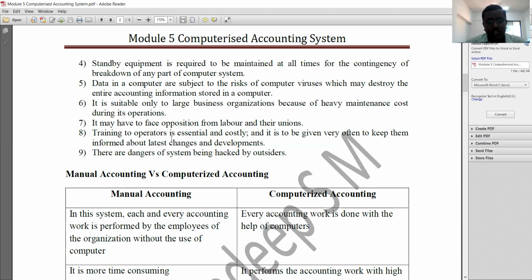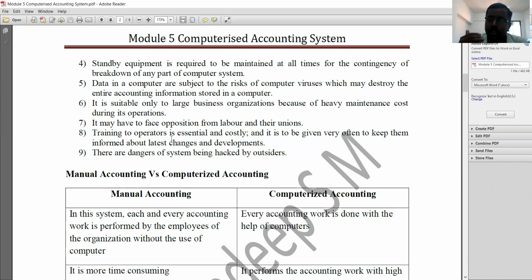The next one is another great drawback in the present days of the computerized accounting system: the threat of hackers. That is, there are dangers of systems being hacked by outsiders. Understood? So these are some of the important drawbacks, or you can say limitations, of the computerized accounting system.